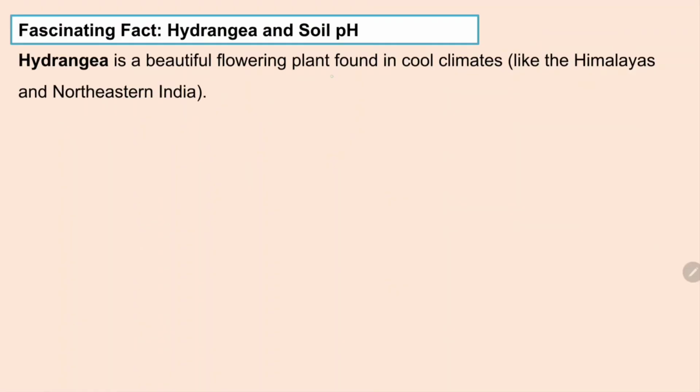Hydrangea is a beautiful flower plant found in cool climates like the Himalayas and the northeastern states. So you will not find this flower everywhere. These flowers are found only in cool climates, like the Himalayas and the northeastern states. In the northeast and Himalayas, you will find this flower in every home. They love flowers also. And this flower has two colors, isn't it? Like blue flowers and pink or red flowers.